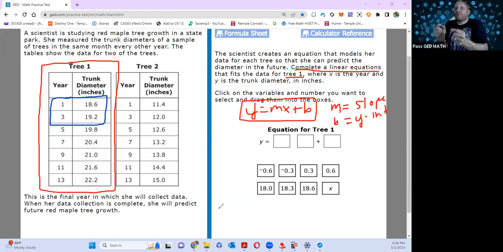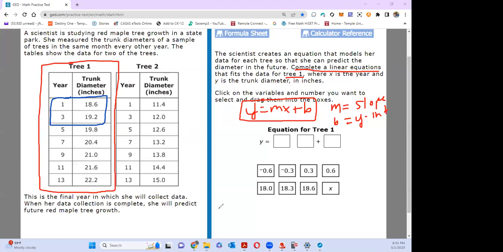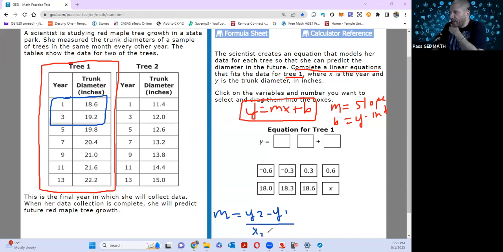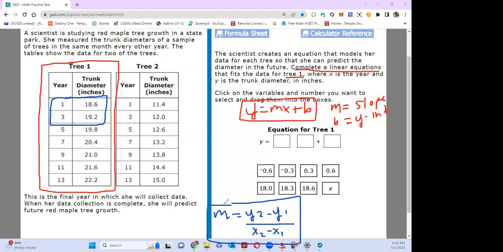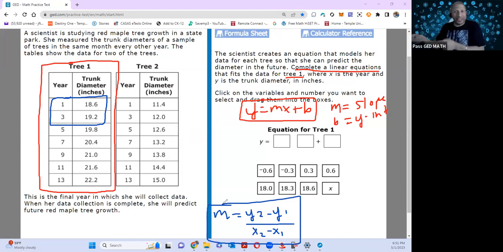But what is the formula to find the slope from 2 points? Y2 minus Y1 over X2 minus X1. That's what I'm talking about. I love it. This is how you break down a problem. This is how you be prepared. There's no reason to be scared when you take this exam.